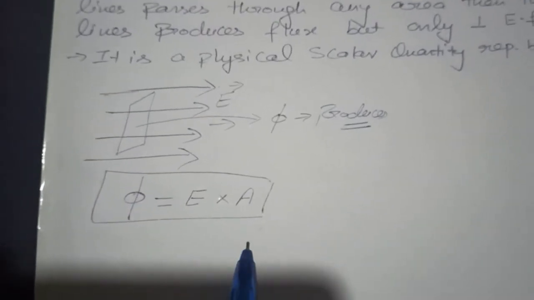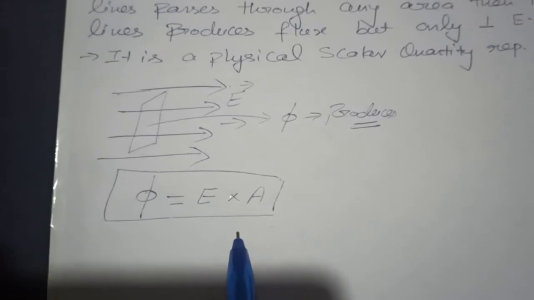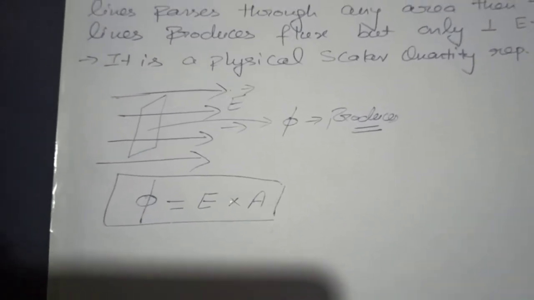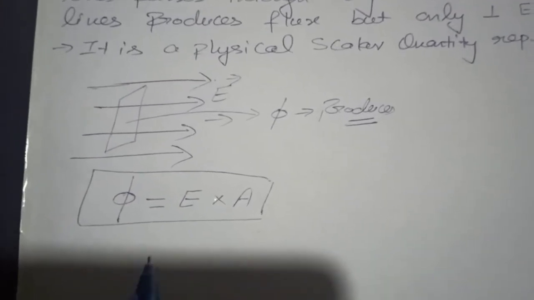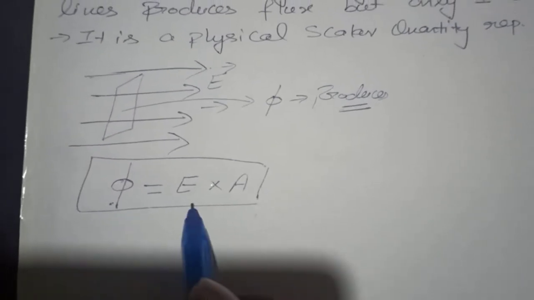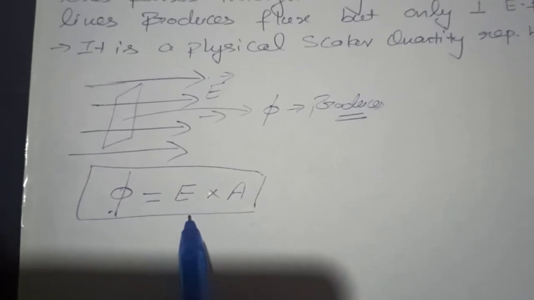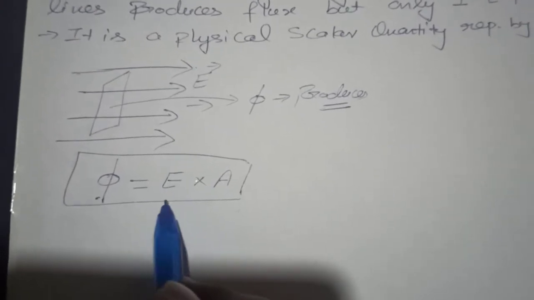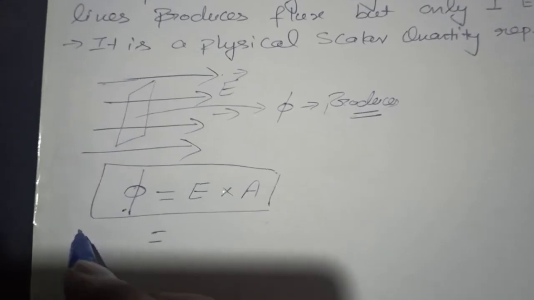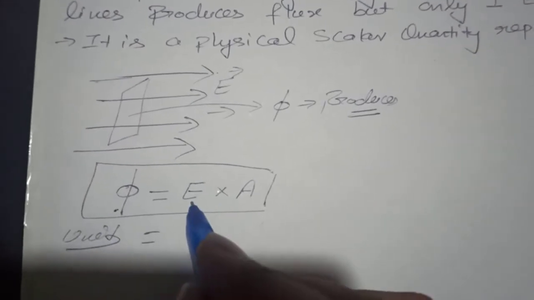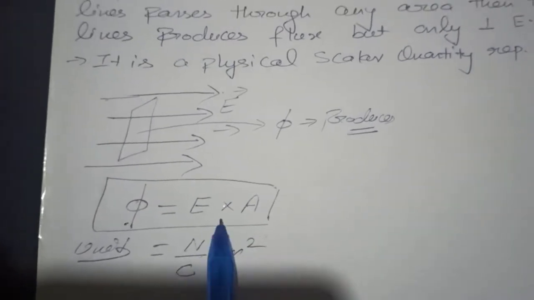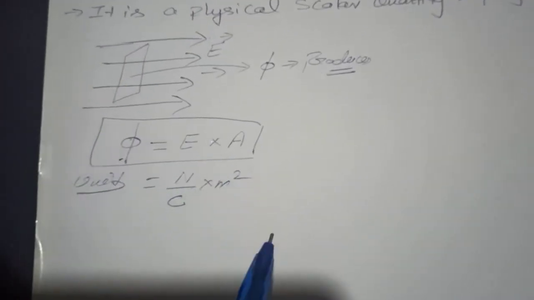If the surface is square, we take side squared. If the surface is rectangular, length into breadth. If the surface is spherical, we take 4 pi r square, and so on. So now electric flux is a scalar quantity represented by phi, and it is the product of the total number of electric field lines passing through any surface area with its surface area. Its unit is electric field, Newton per coulomb, times meter square. It is not the cross product, it is the multiplication.